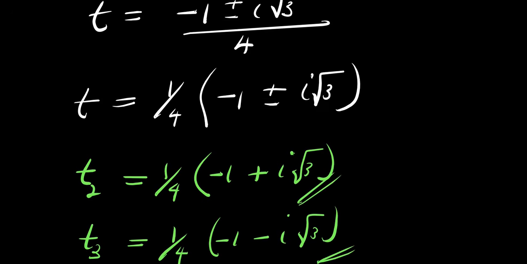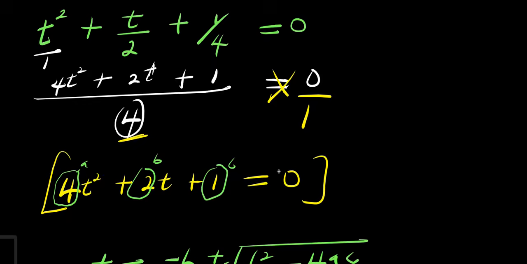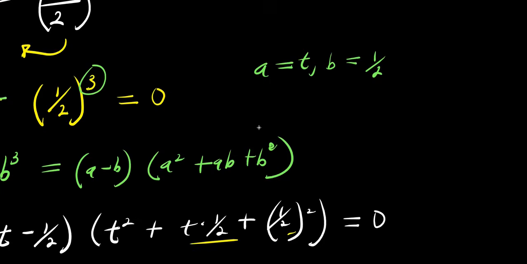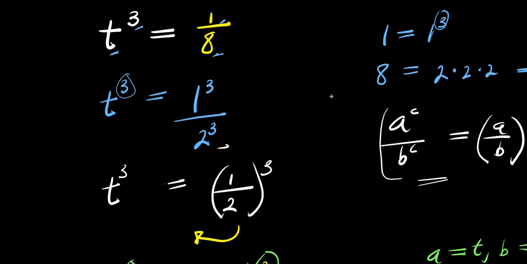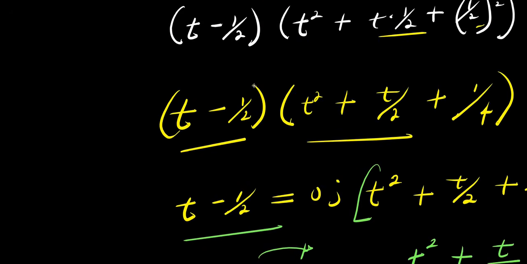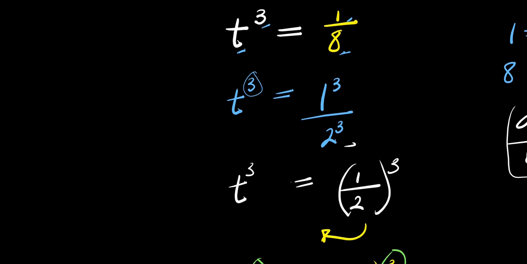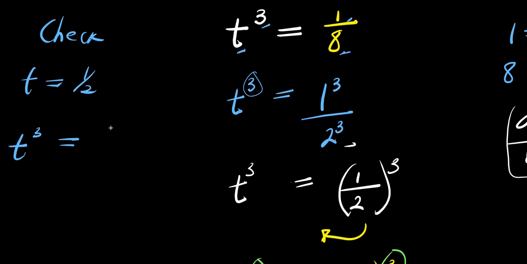So these are the two complex solutions. And we also have one real solution, which is this one here, 1 over 2. So the next thing we are going to do will be to check by inserting this particular value for t. We have check t equals 1 over 2. We have t power 3 equals 1 over 8. That means you have 1 over 2 to the power of 3 equals 1 over 8.